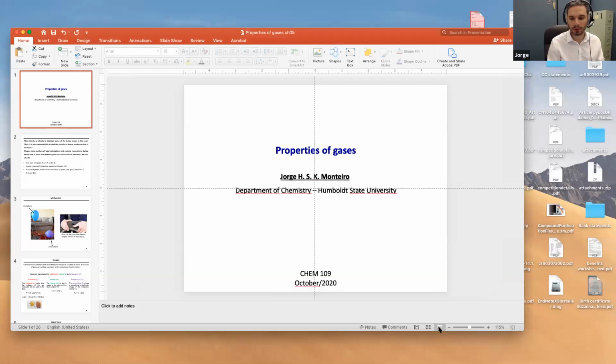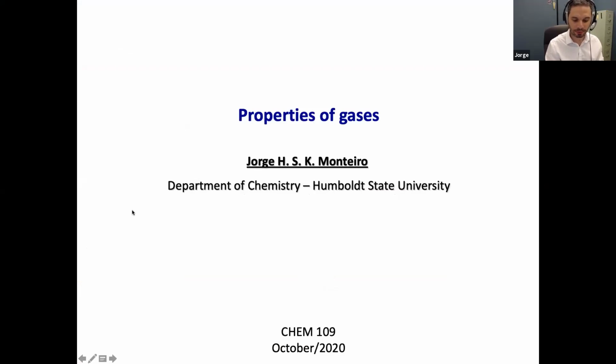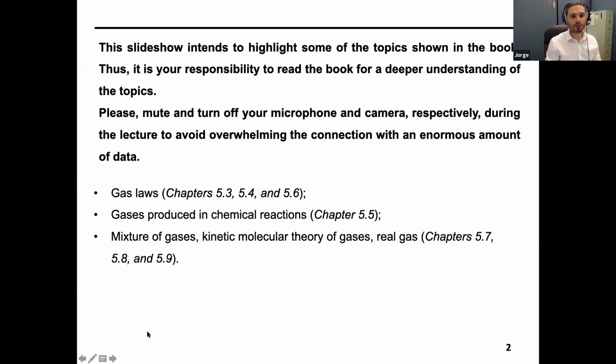Okay, let's share my screen with you. All right, start chapter number 5. In this chapter, we will first cover gas laws. After that, I will talk a little bit about stoichiometry and how to quantify the amount of gases produced in chemical reactions. And then the last part of the chapter will cover a mixture of gases, the kinetic molecular theory of gases, and the real gas.